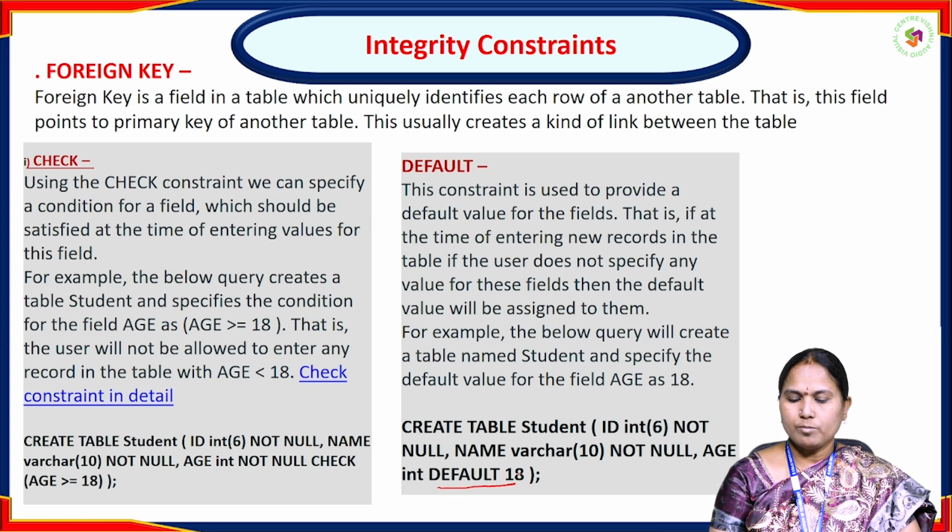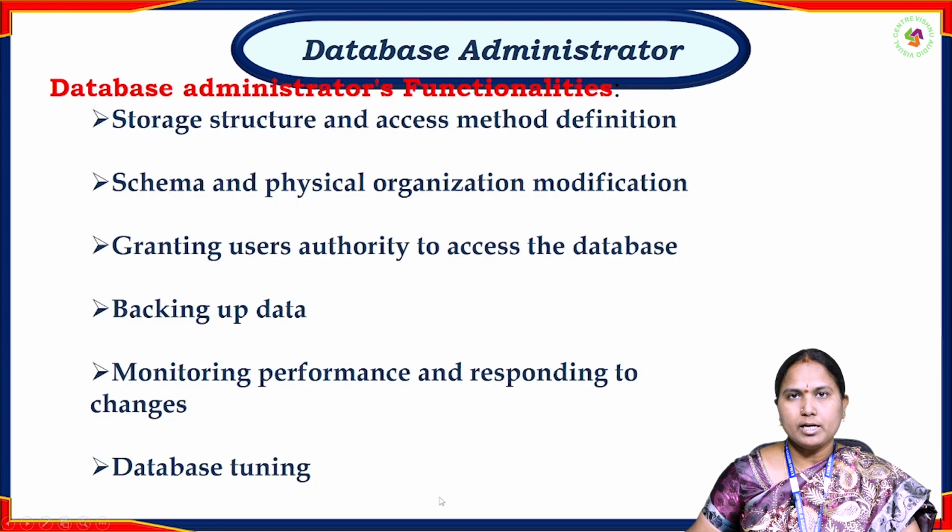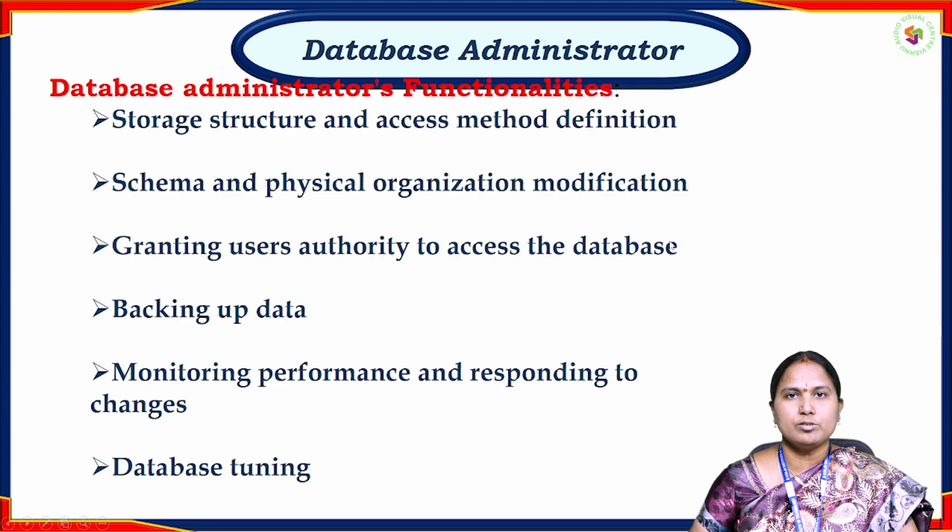Okay. So, this constraint is used to provide a default value for the field. That is the main importance of the default constraint. Okay. So, primary key constraint and default constraint also play a major role in getting correctly inserted values into the database. These are the integrity constraints in a database.